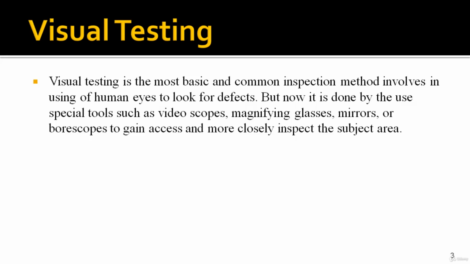Another common definition: visual testing is the most basic and common inspection method, involving the use of the human eye to look for defects. We use human eyes to look for defects, but now it is also done with special tools. Sometimes we are unable to see the defects with our eyes, so we use videoscopes, magnifying glasses, mirrors or borescopes to gain access and more closely inspect the subject area. Like this, it is a microscope.